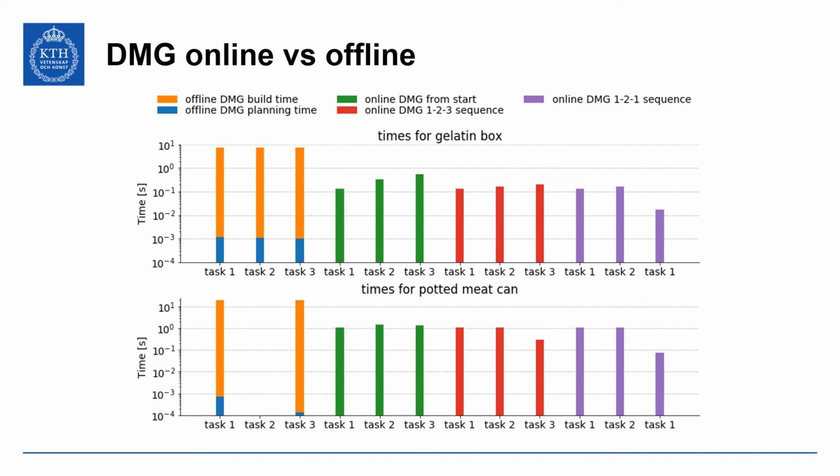The orange and blue bars represent the time required for building and planning using the offline DMG. The green bars represent the online approach, always starting from the beginning. The red bars show instead building the graph incrementally between tasks, meaning that the first part of the graph is built for task 1, then we plan for task 2 by expanding this pre-existing graph, and then we also expand the resulting graph to plan for task 3. Finally, the purple bars show a similar experiment in which the third task is the same as the first. We can see here that the online DMG allows for building the graph faster, and consecutive tasks benefit from its incremental building structure.